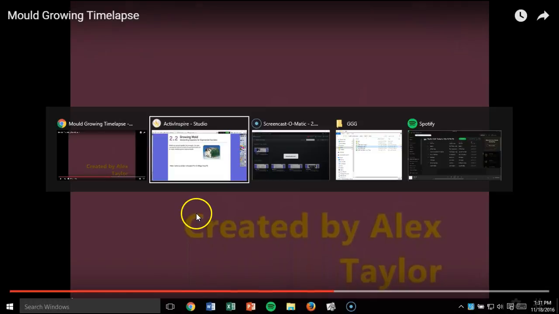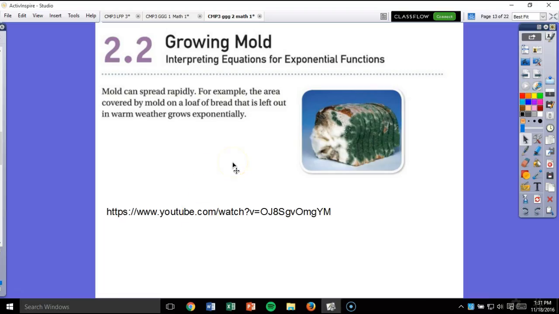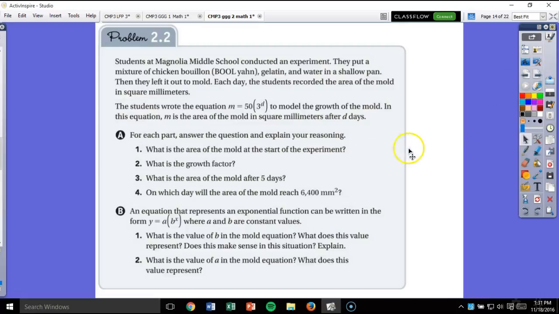Well, isn't that about the best dinner you've ever felt like having now? So we can see that mold grows fairly quickly.